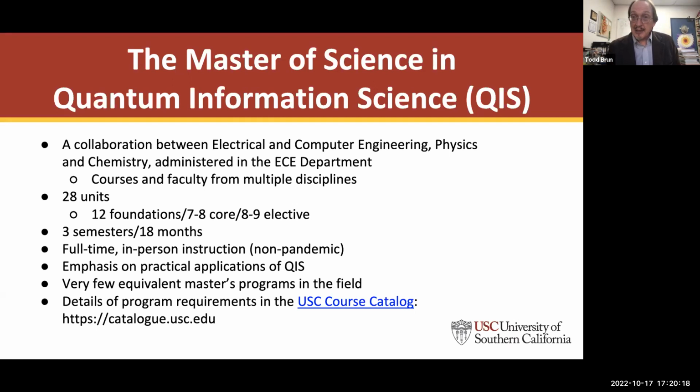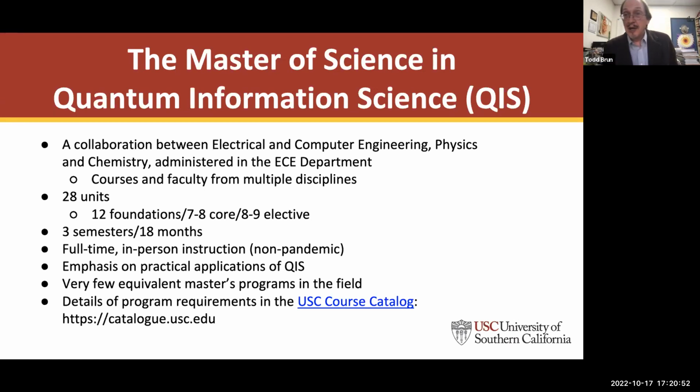The basic structure of the degree is 28 units. So a typical class is 4 units, so that's about 7 classes. There are some smaller classes and also directed research and other things that can be less than 4 units. And this divides up more or less into 3 groups. So there are 3 foundational classes that everyone who completes this degree must take.